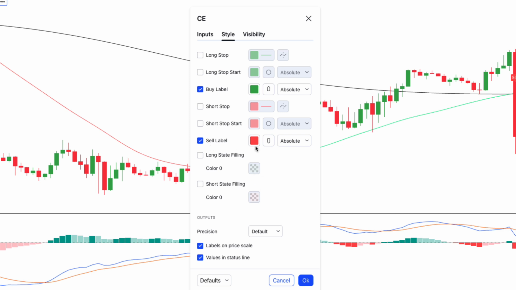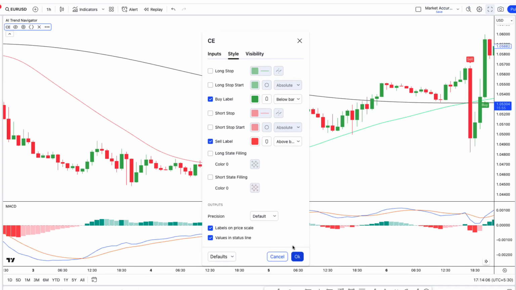Next, we're going to modify the label location. Set the Buy label to below bar and the Sell label to above bar. Once done, confirm your changes by clicking OK.